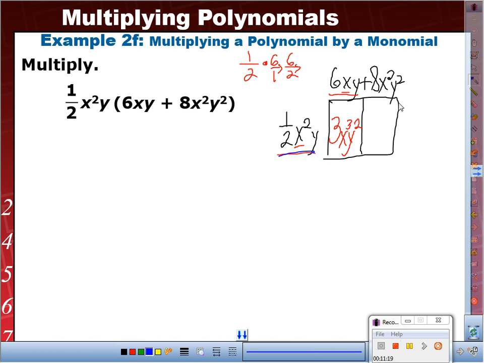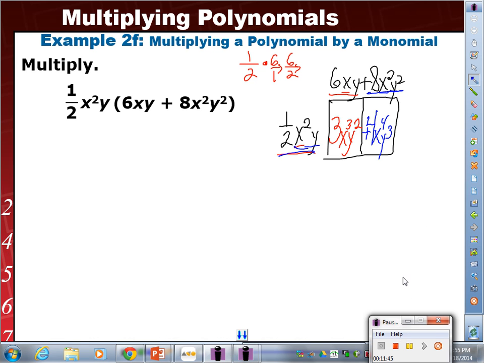And let's do the second part. This times this second term. So what do I get? 4, and it's a positive. 4 x squared times x squared, 4 x to the 4th, and y to the 3rd. Can we combine anything else after that? No, because they have totally different exponents on the variables. Have you got that? Okay, good.